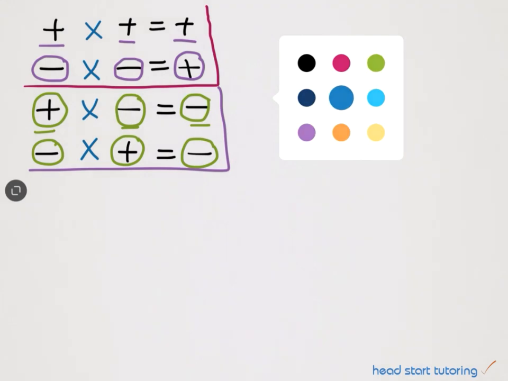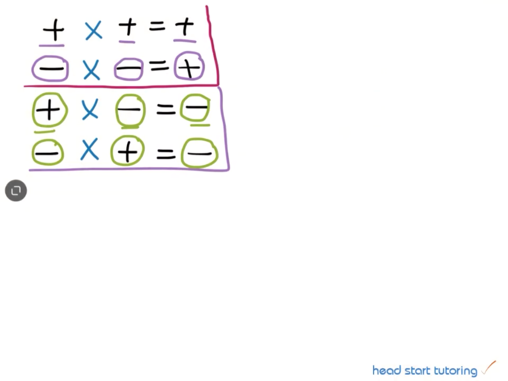Right, so let's just have a look at a few examples. If we have got 6 multiplied by 7, remember that both these numbers are positive.